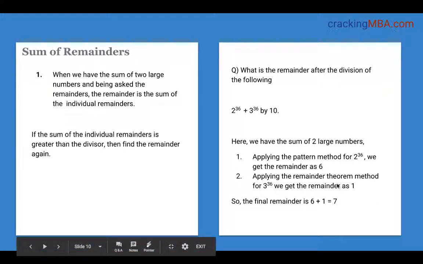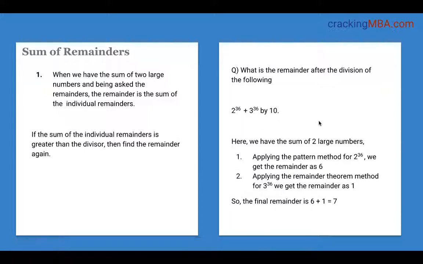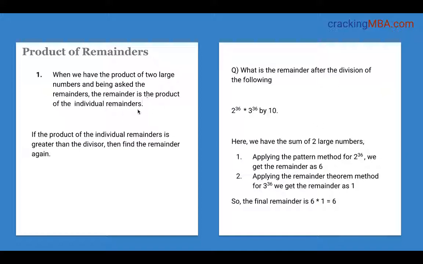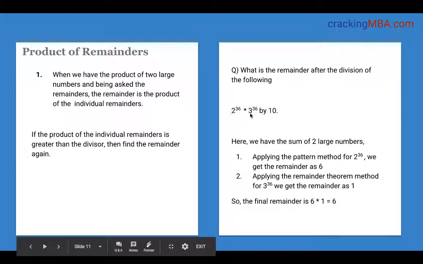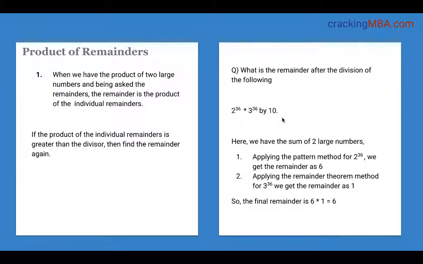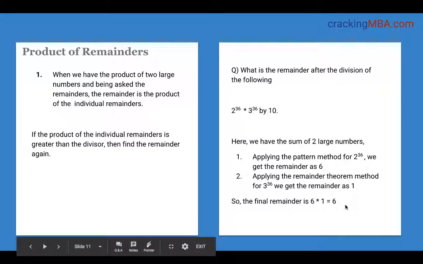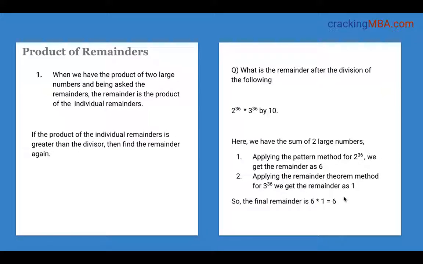Now if it so happens that the remainder is greater than 10, then again you need to divide it by 10 to get the remainder. Now what happens when we do the product of remainders? Just as this is the sum, the product is the multiplication of the individual remainders. For 2 power 36 multiplied by 3 power 36 divided by 10, the individual remainders are 6 and 1. We multiply both of them, we get the remainder as 6. Similarly, if the multiplication is greater than 10, then you again divide that multiplied value by 10 to get the remainder.